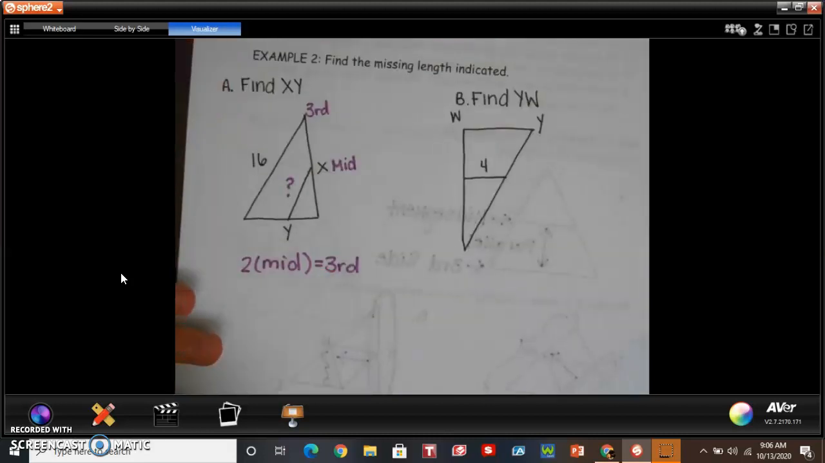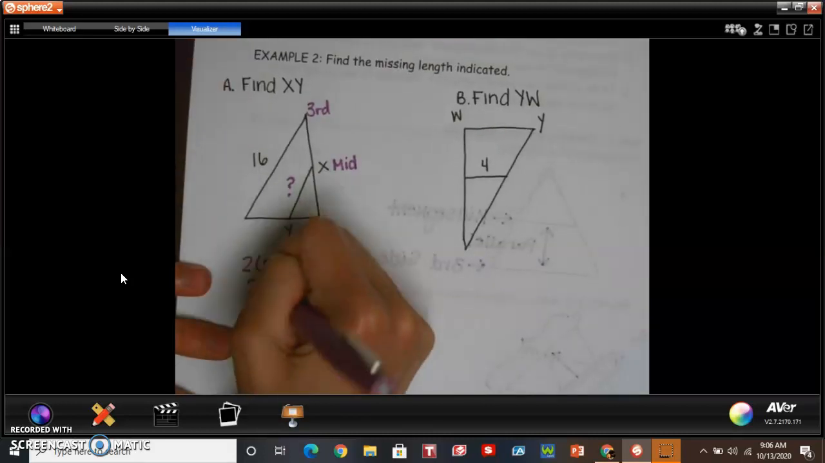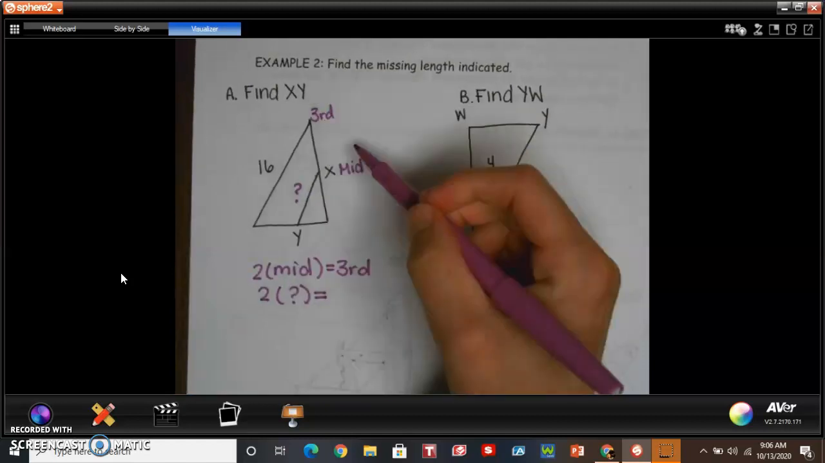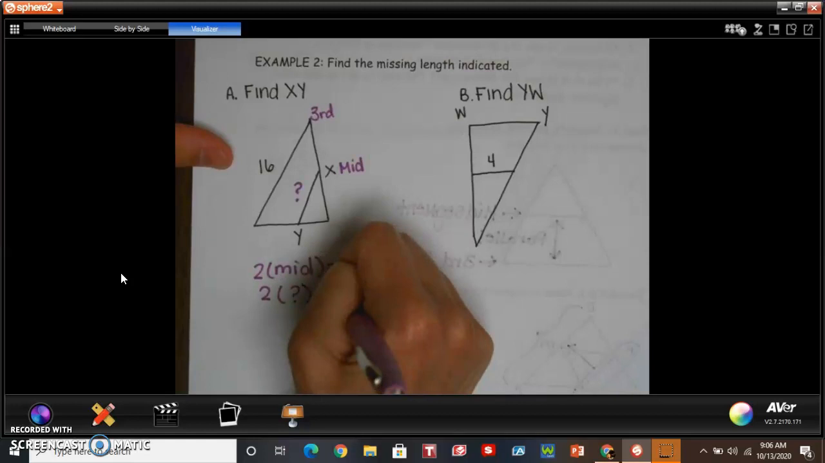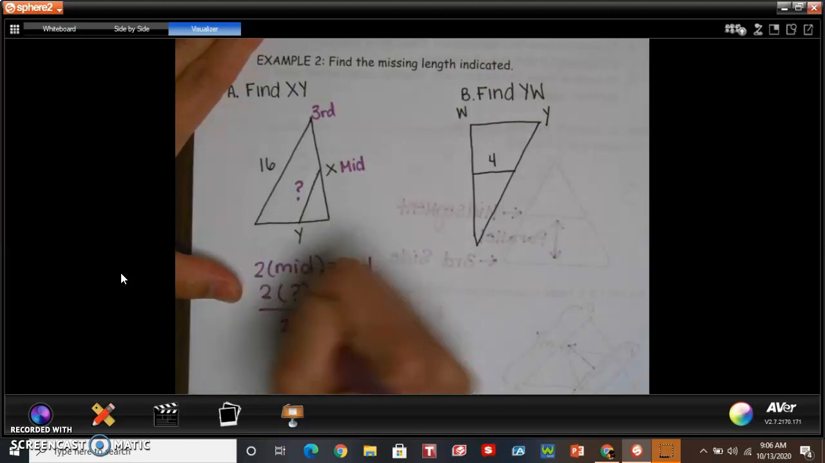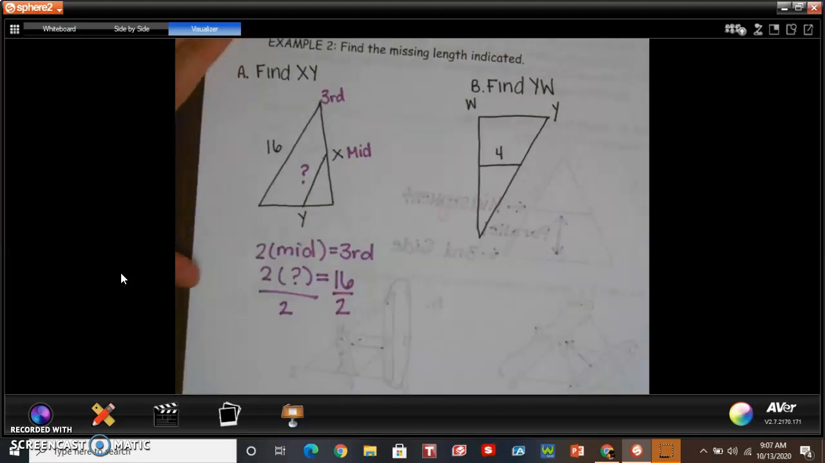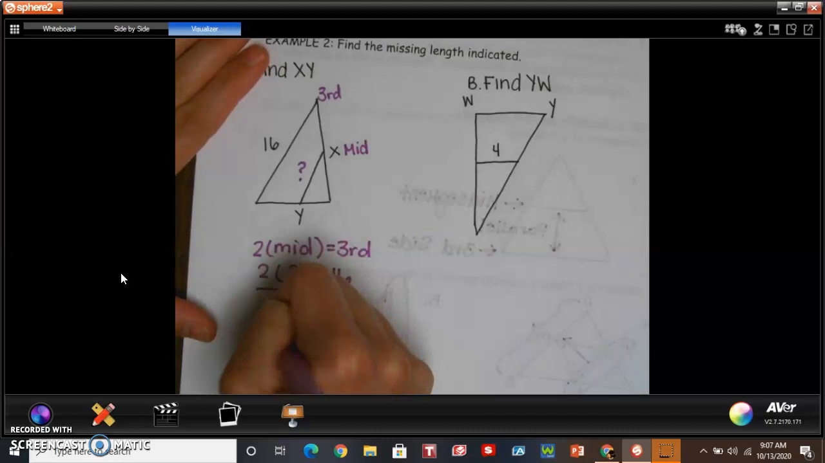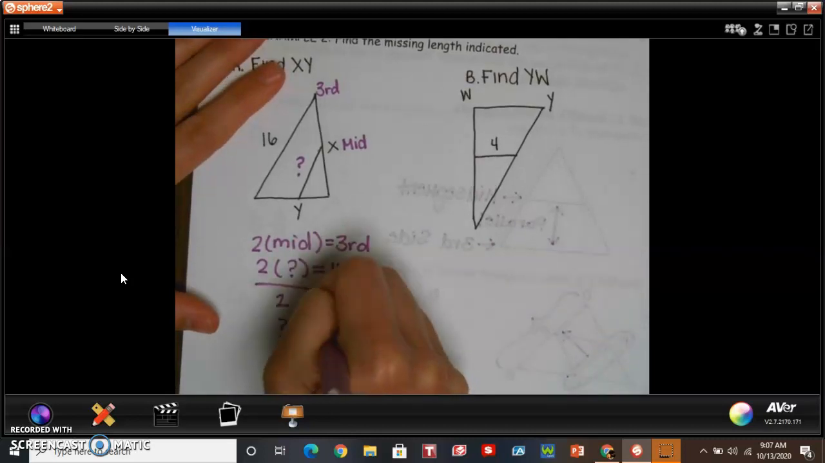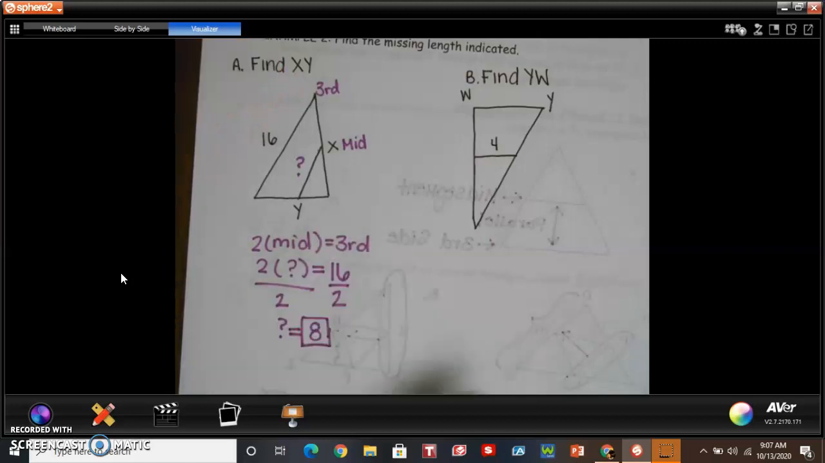We don't know our mid. So 2 times question mark equals, and then what's our third side? Well, it's 16. Well, how do we get our question mark by itself if it's being multiplied by 2? Well, we divide by 2. So what do we get for our final answer? Our unknown side is 8. Okay?